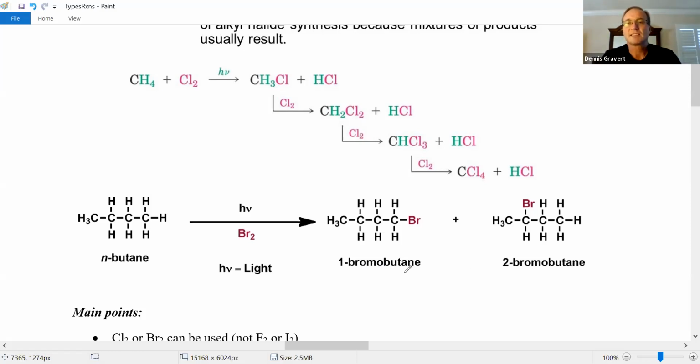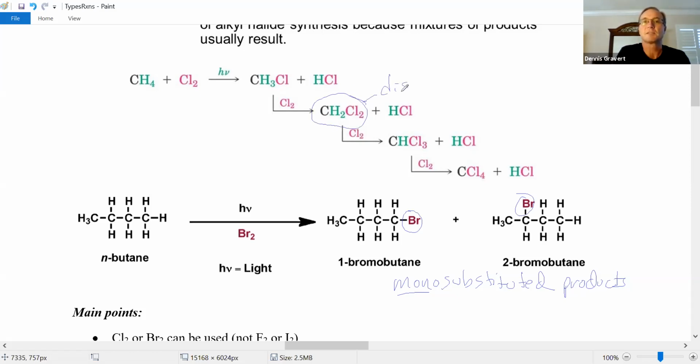I would also say that these are the mono-substituted products. There's only 1 bromine on these molecules, mono meaning 1. This molecule has been di-substituted. It's a di-substituted product. Why? Because there's 2 chlorines. So we start with methane and we remove 2 H's and put on 2 chlorines, di-substituted. Okay, so on a homework problem, I might say draw all the mono-substituted products.